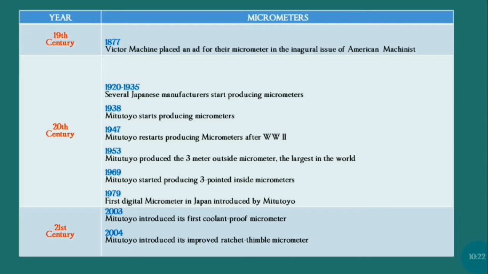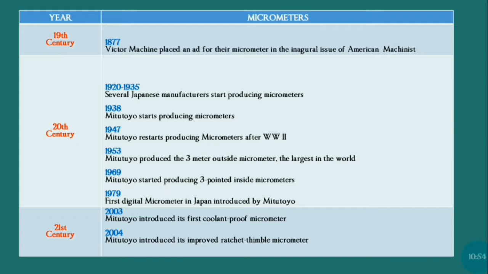In the 19th century, specifically in 1877, Victor Machine placed an ad for their micrometer in the inaugural issue of American Machinist. The inaugural issue of American Machinist in November 1877 carried an advertisement placed by the Victor Machine Corporation announcing a new micrometer made in America.